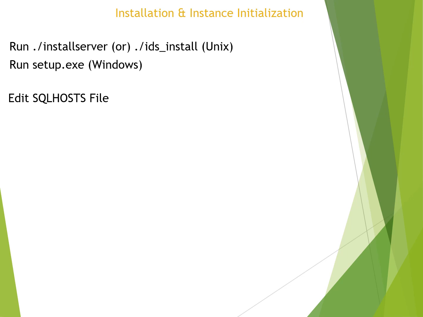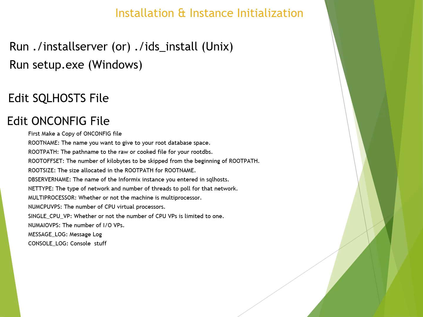In this section we will show you the installation and instance initialization. You need to go to the software directory, and there are two options. If you have Linux, run install server or IDS_install. If you have Windows, just double click on setup.exe, then follow the steps. You need to edit the sqlhosts file as per the instructions. After that, the main thing is you need to edit the onconfig file.